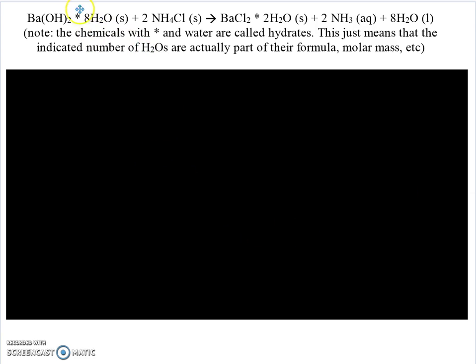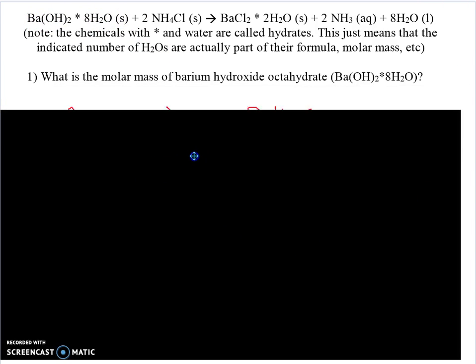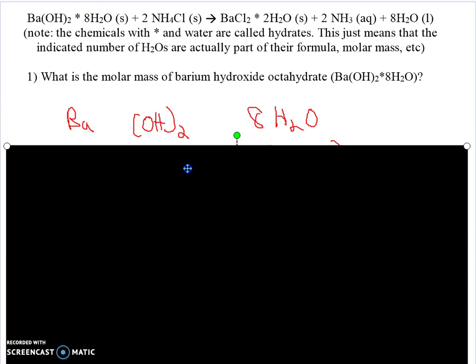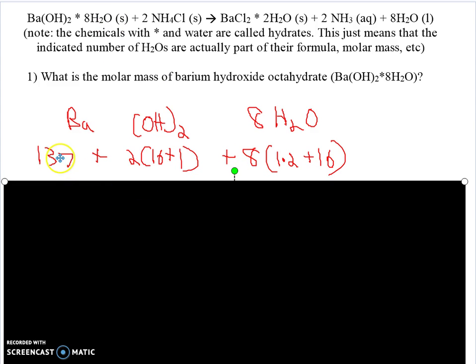Alright. This one is scary because it's so big, but it's just a molar mass, and it tells you that the asterisk means it's a hydrate, so the number of H2Os are part of the formula, molar mass, etc. So this 8H2O is part of the formula. So we got our barium, our OH2, our 8H2O. So we take the mass of barium, the O and H get added together, times 2, because there's 2 of them. And then here my H2O, I have 1 times 2 for the hydrogen, 16 for the O. That's all added together, and then times 8.